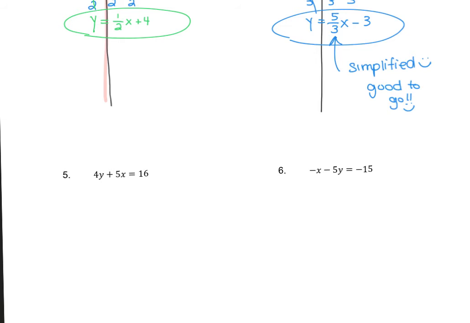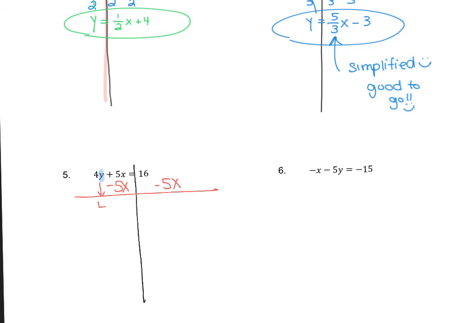Now, let's look at 5 and 6 because now we have to combine both things that we've been doing. Here's my y, which is what I want to get by itself. Here's my line that I can't cross. First thing first, I have to move that 5x to the other side. It's a positive 5x, so I need to subtract it. And when I subtract it from the left and I subtract it from the right, I'm going to subtract it over here away from the 16 because they're not like terms.